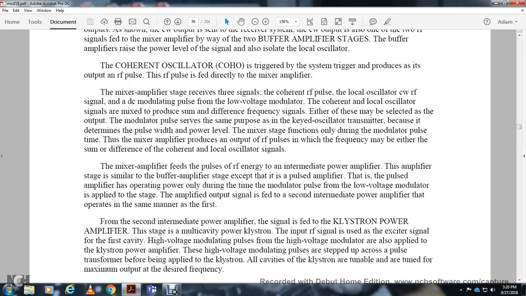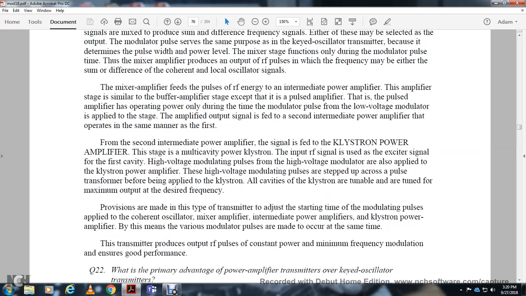The amplifier stage is similar to the buffer amplifier, except that the pulse amplifier has high operating power only during the time of the modulator pulse from the low voltage modulator applied to the stage. The amplified output signal is fed to the second intermediate power amplifier, which operates in the same manner as the first. From the second intermediate power amplifier, the signal is fed to the klystron power amplifier.